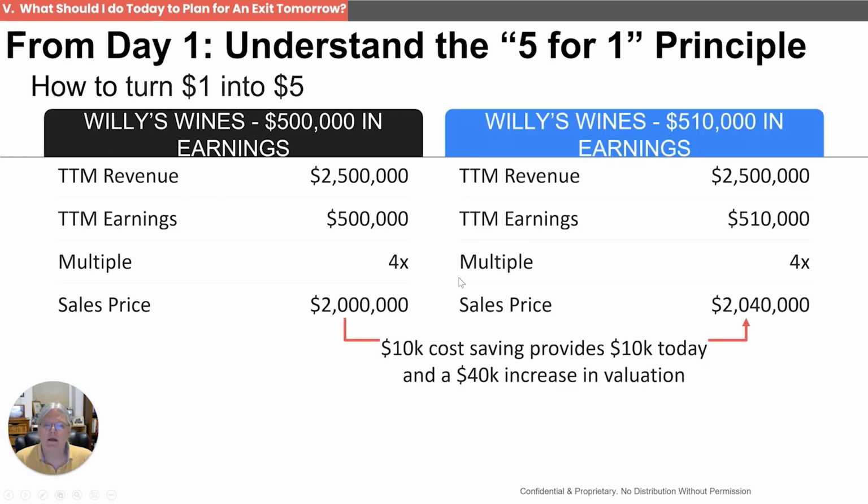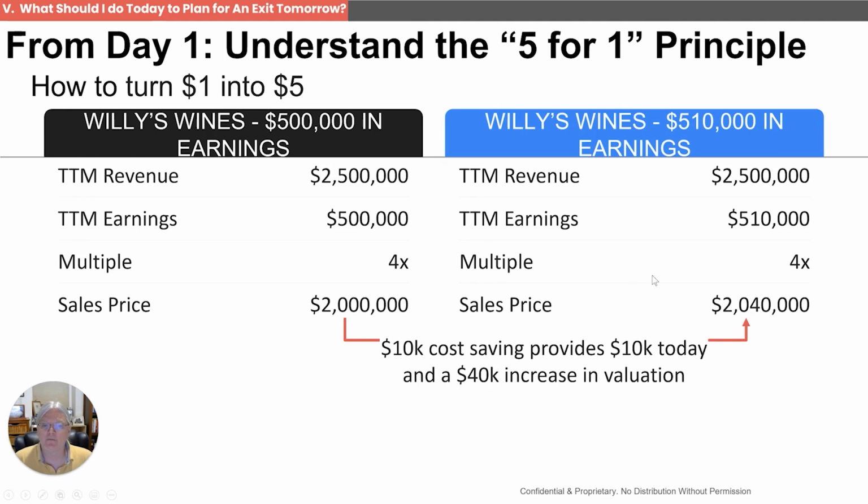Willie figures out a way to make $10,000 more profit by negotiating with his or her suppliers out there to get a little bit more efficient. Most people go, great, you picked up $10,000. But the 5-for-1 principle shows that that's not true. You get the $10,000 you put in your pocket, but when you take that $510,000 and you look at the multiple on that, the 4x multiple, you just increase the value of the company by $40,000, and you got the $10,000, so you increase $50,000 going into your pocket, and that's the 5-for-1 principle. A $10,000 profitability change created $50,000 worth of additional value.